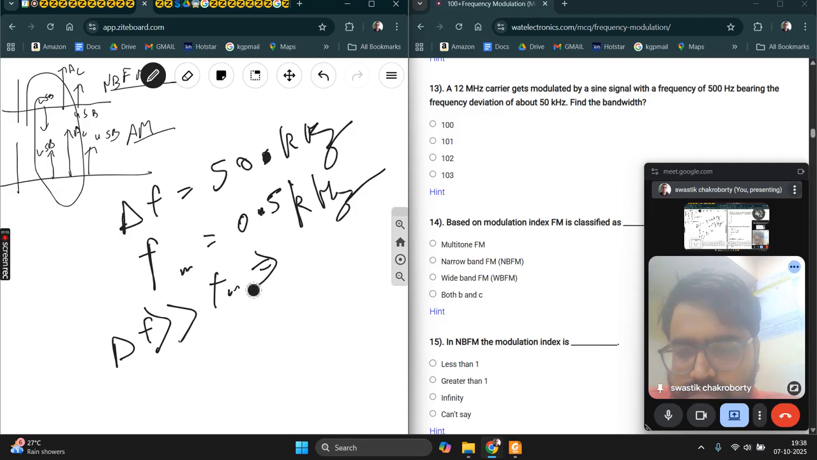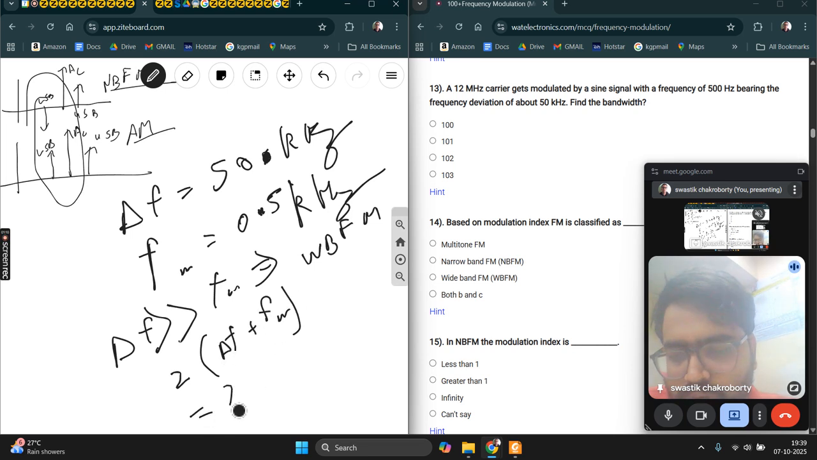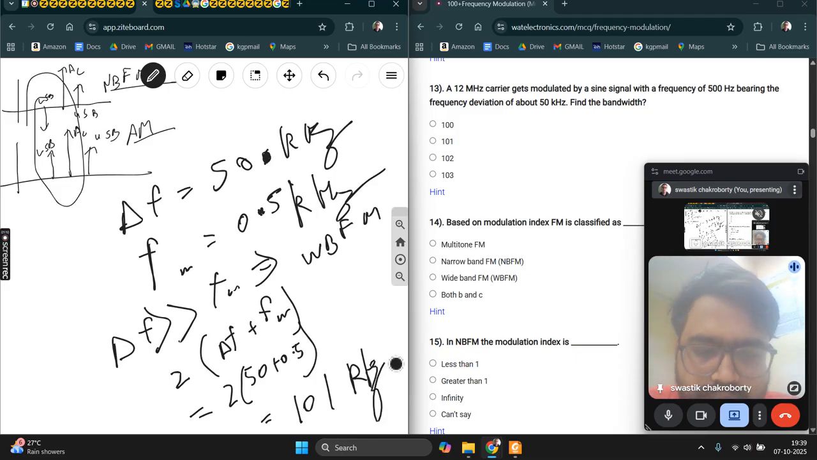This implies it is a wideband FM. So the bandwidth will be 2 into (Δf plus fm). So it will be 2 into (50 plus 0.5). 50 plus 0.5 is 50.5, times 2, if you do, you will get 101. So 101 kilohertz is the bandwidth.